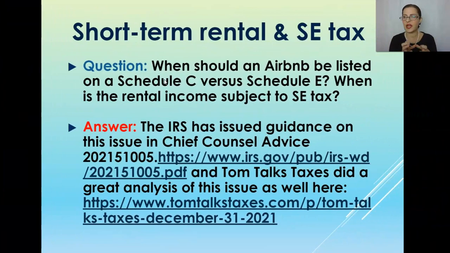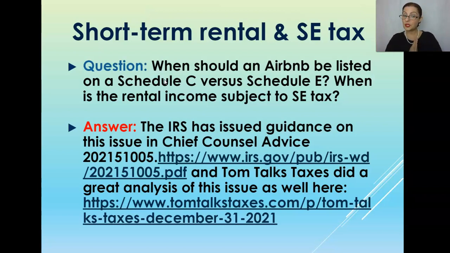We get into a nebulous area where it's an Airbnb. A lot of people ask, when do you put it on a Schedule C? When do you put it on a Schedule E? When does it get subject to self-employment tax? When is it going to be treated as a hotel, and when is it not? I want you to understand that this is not a bright line test. This is a nebulous area of the code, and we don't have a whole lot of guidance out there. The guidance that we do have is very recent.